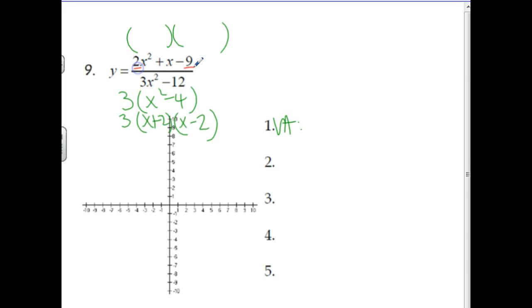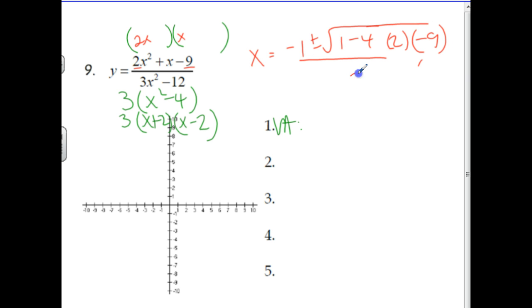Factors of 2 and 9 that differ by 1. Maybe it's not even possible. So let's see, 3 and 3, 6 and 3, not good. 9, not possible. Again, let's use the quadratic formula. Negative b plus or minus the square root of b squared minus 4 times a times c, all over 2 times a. It looks like it exists this time.